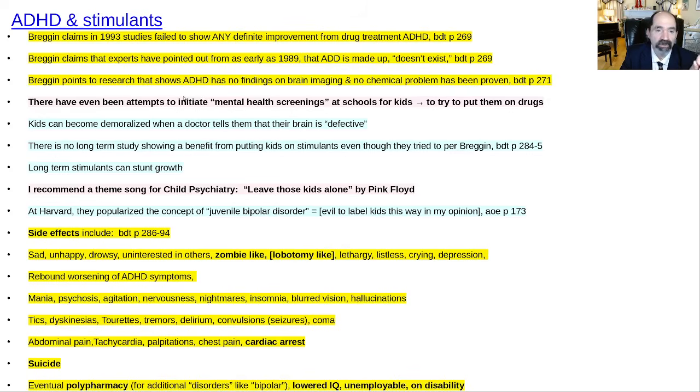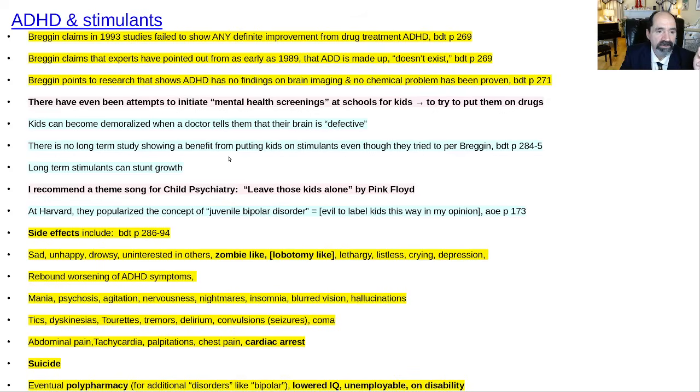Here's another thing to watch out for. There's talk that they've tried to get mental health screening at schools. This is all evil crap, okay? Child psychiatrists do not like children. I mean, if you liked a child, you wouldn't poison the child, okay? Teach them a low-fat vegan diet. There's a lot of things that can be done to help a kid. Make the curriculum in the school more interesting. Have them avoid processed foods so they don't get all the chemicals in processed food. There's a lot of things you can do to help somebody. Kids become demoralized when the doctor tells them their brain is defective and they need to take a pill probably for the rest of their life.